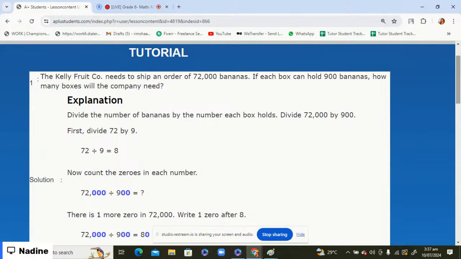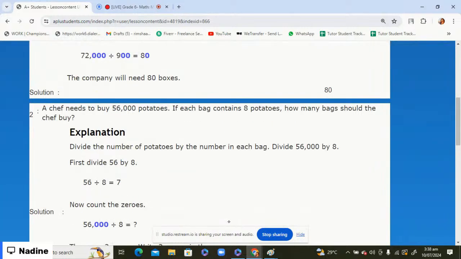Just simply divide 72,000 over 900. As we know, 9 times which number is 72? 9 times 8 is 72. And then how many zeros are with it? It's 3 zeros. Okay, so 2 zeros are cancelled with the 900 and only 1 zero is left. So 9 times 8 is 72. So the answer is 80.